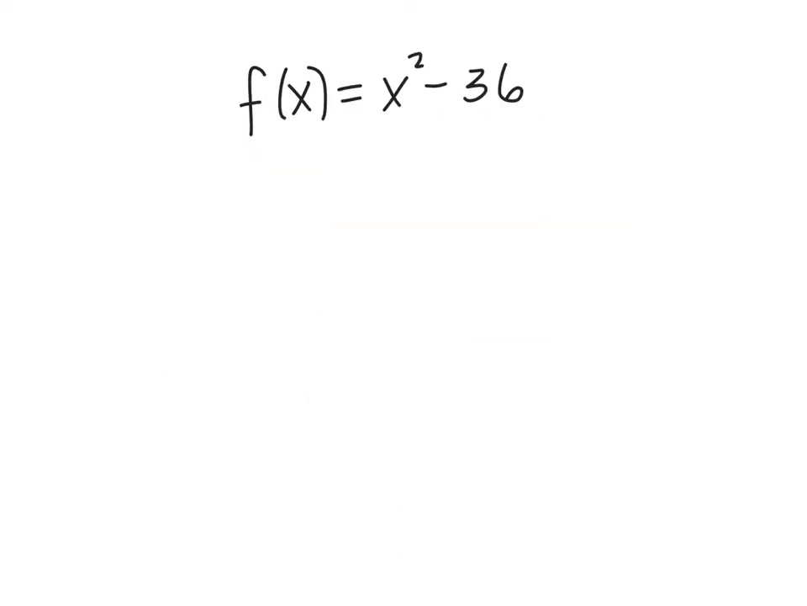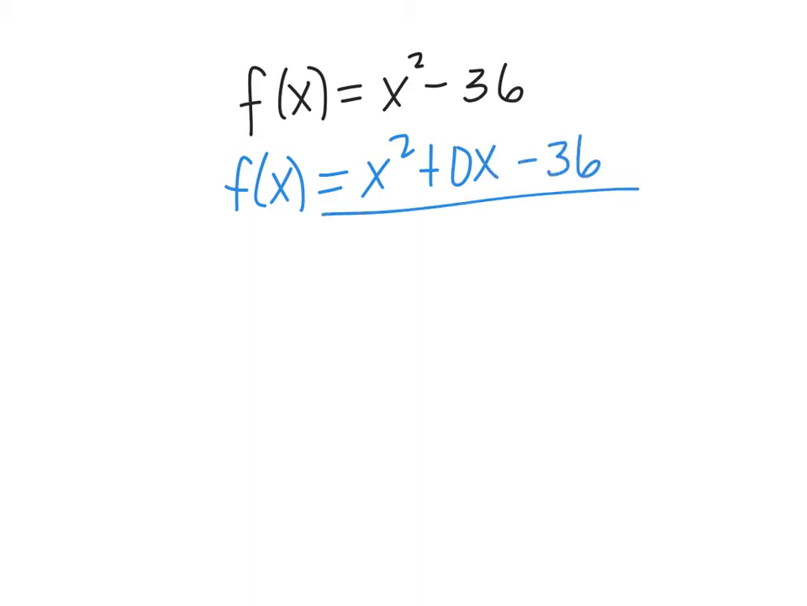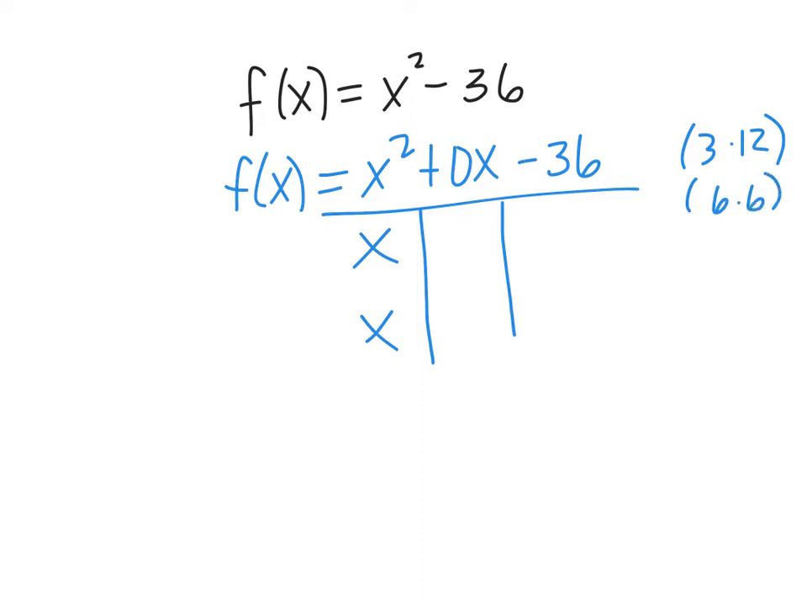Let's try another one. Here we have x squared minus 36. So I'm going to do f of x equals x squared plus 0x minus 36. Again, because I am missing that term in the middle, I put a 0 for a placeholder. Underneath these columns, I have x times x. And on the right, to get 36, there's 3 times 12. Right? There's 6 times 6. There's 36 times 1. There's 4 times 9. With one of these being negative.